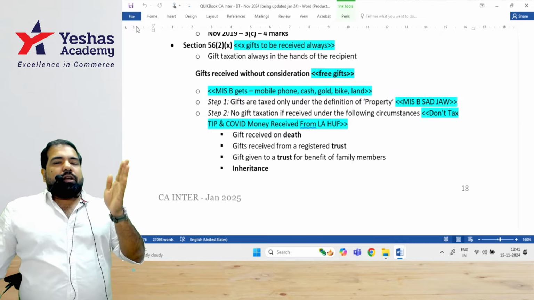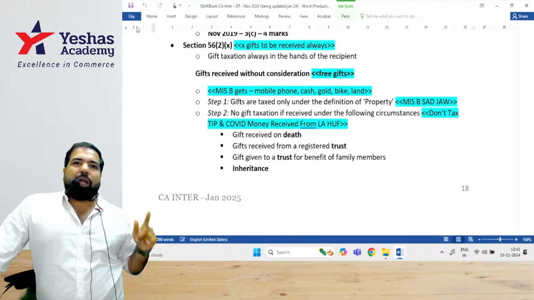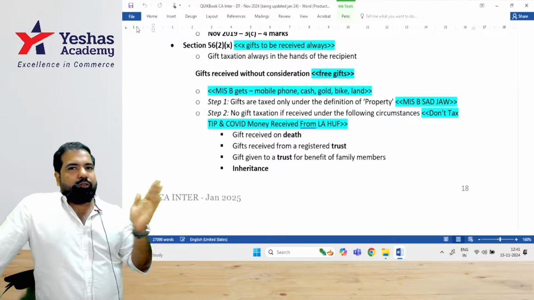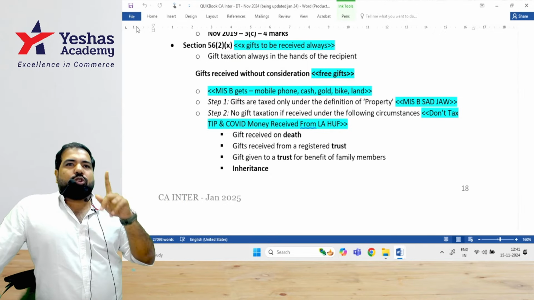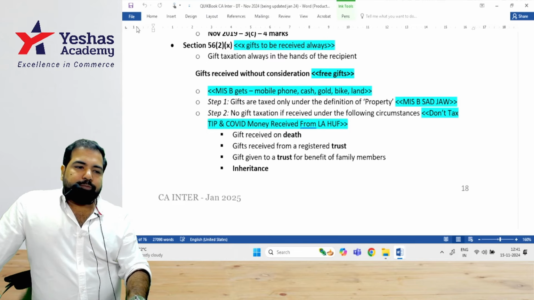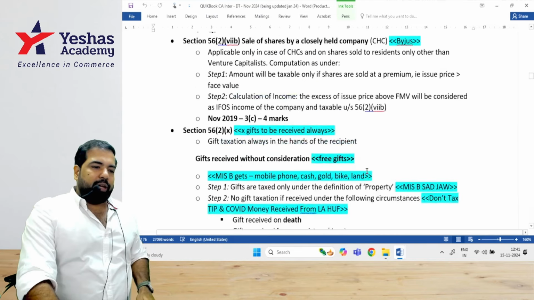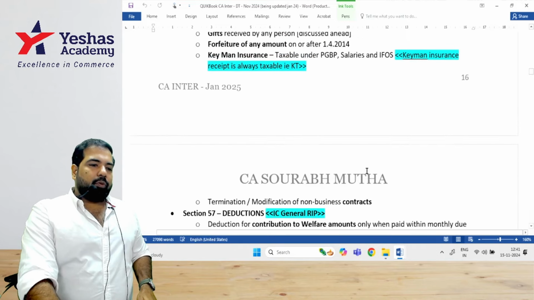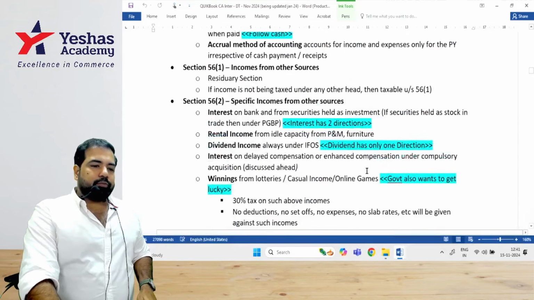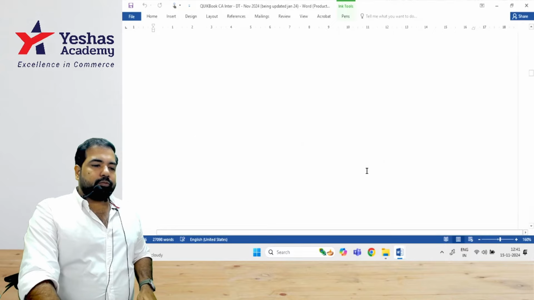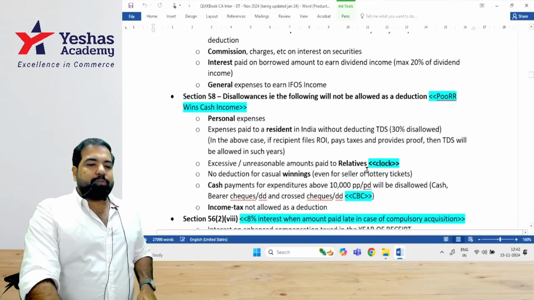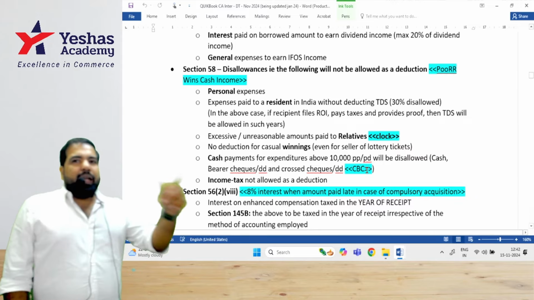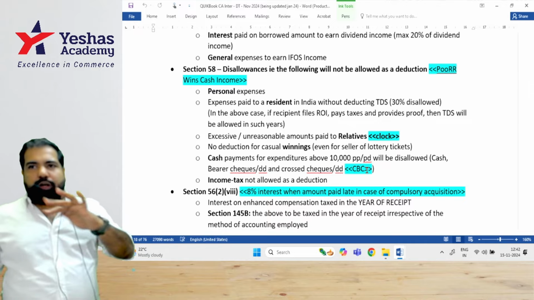Next, guys, disallowances. In disallowances, guys, the government says, are you spending money? Yes. But I will not give you a deduction because there's some problem there. The shortcut is poor wins cash income. Yeah, miss. Poor wins cash income. P is personal expense. Any personal expenses have no place here, no deduction.